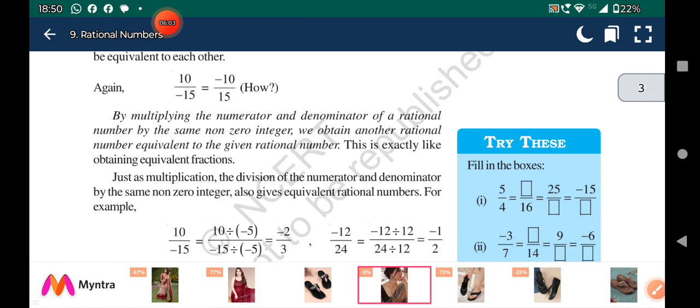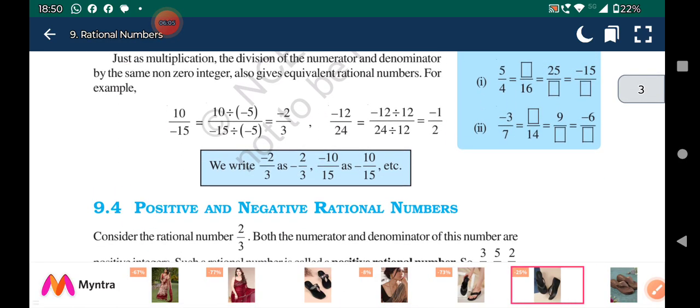This is exactly like obtaining equivalent fractions. Just as with multiplication, dividing the numerator and denominator by the same non-zero integer also gives equivalent rational numbers. For example, 10 by minus 15 equals 10 divided by 5 over minus 15 divided by 5, which equals 2 by minus 3. Similarly, minus 12 by 24 equals minus 12 divided by 12 over 24 divided by 12, which equals minus 1 by 2.